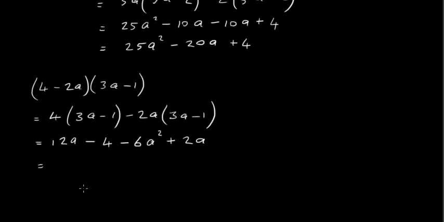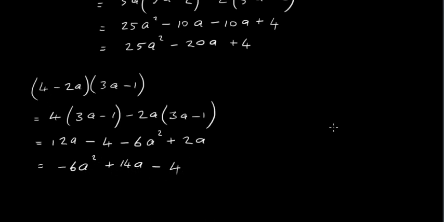Now let's simplify that. We have an a squared here. We've no other a squared, so we'll put that one first. Minus 6a squared. Now we have a 12a and we have a 2a. Plus 12a plus 2a, so you go up 12, you go up another 2, that'll bring you up to plus 14a. Now we have a number here, the number is minus 4. There are no other numbers here without a's, so we're just going to write that down. So our answer is minus 6a squared plus 14a minus 4.